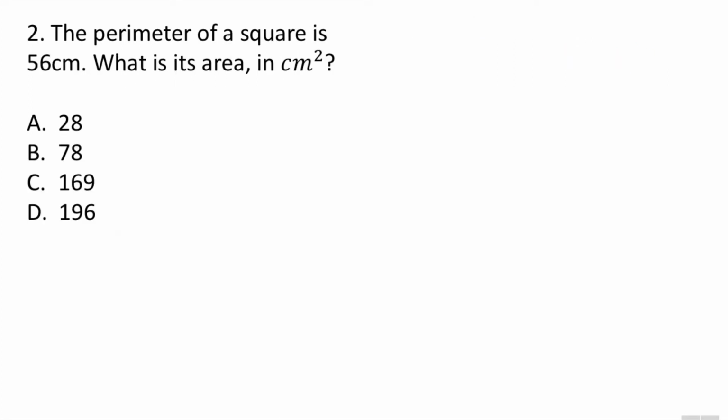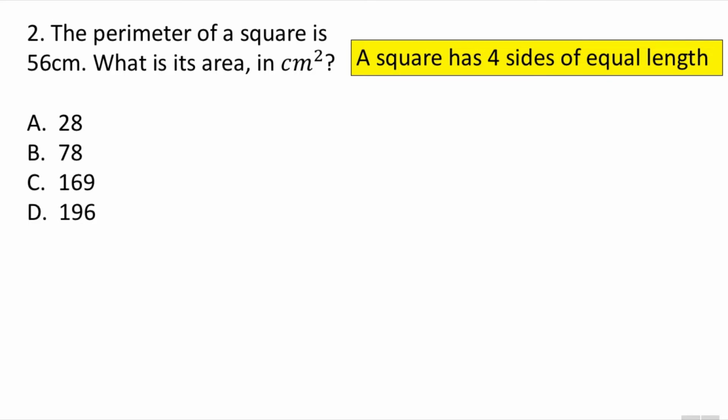Let's now have a look at question 2, guys. The perimeter of a square is 56 centimeters. What is its area in centimeters square? Again, we need to remember the question is saying it's a square, which therefore means a square has 4 sides of equal length.